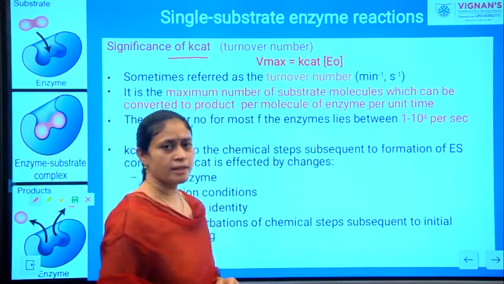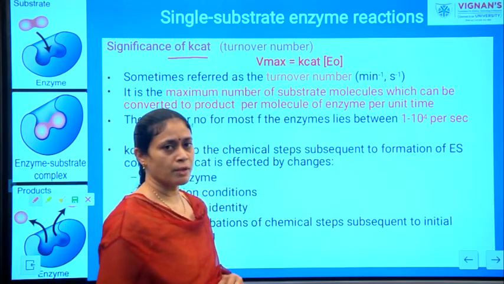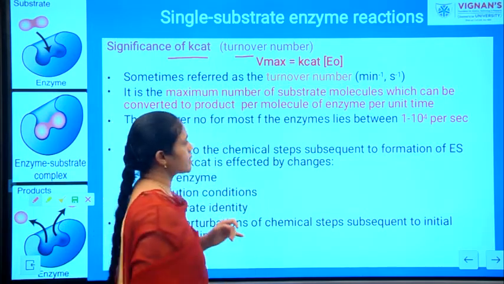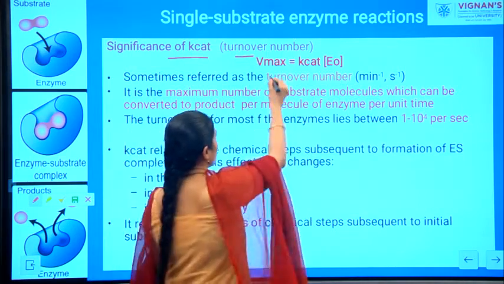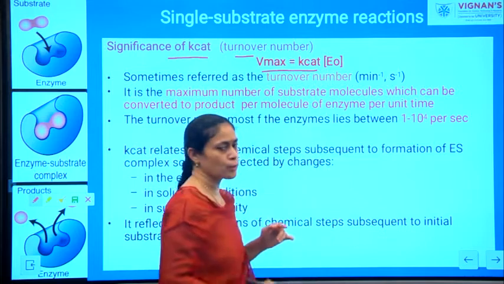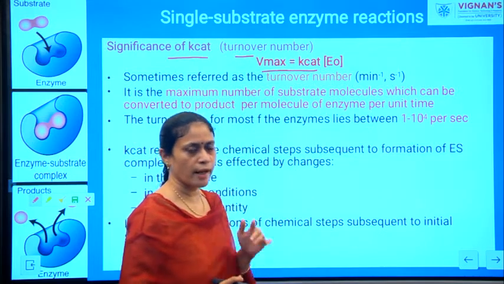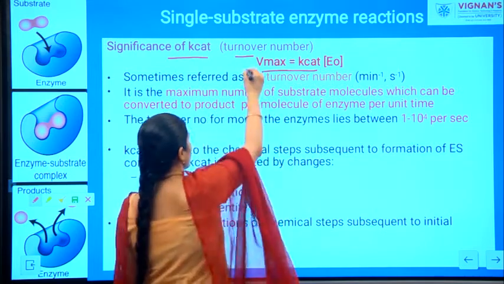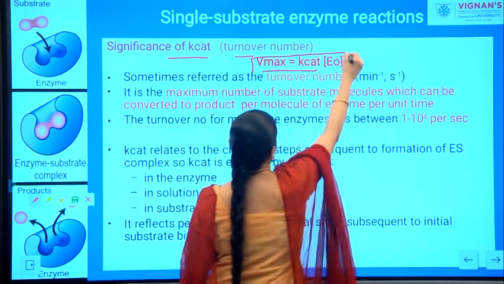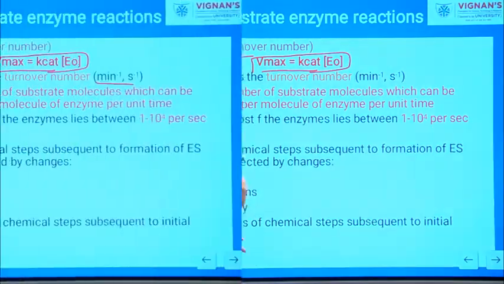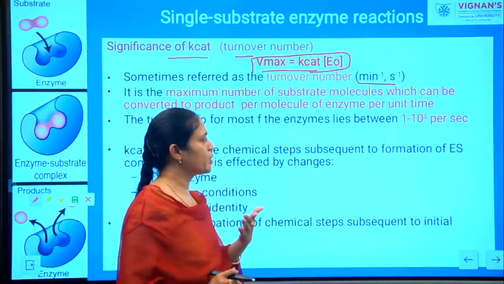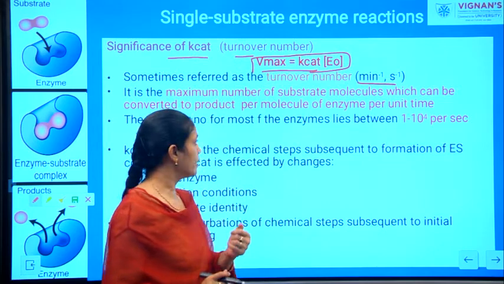We are representing the turnover number with the symbol kcat. So what is kcat? In the equation, we can see that Vmax is equal to kcat into the concentration of total enzyme. We represent this in units of minute inverse or second inverse.